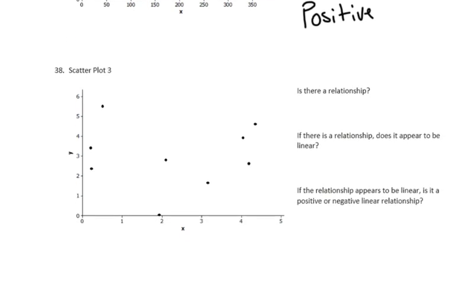Question 38 is kind of scrambled everywhere, so there is no relationship for this one. Does it appear to be linear? That's not really applicable because it's not a relationship, and positive or negative is also not applicable because that doesn't have a relationship either.